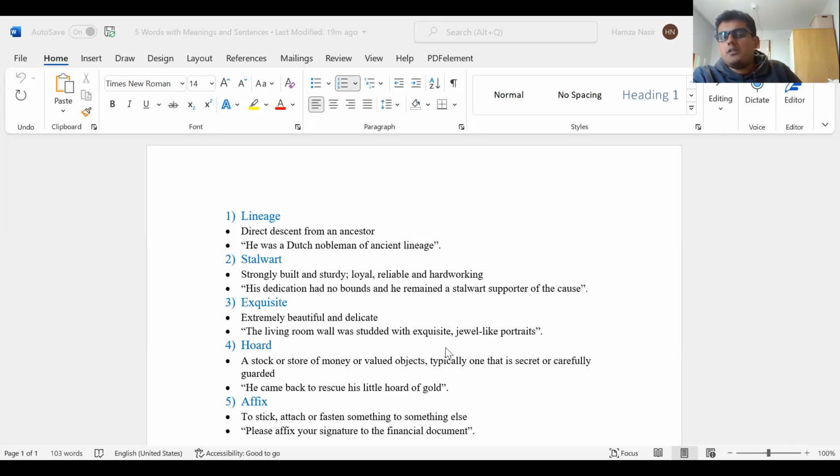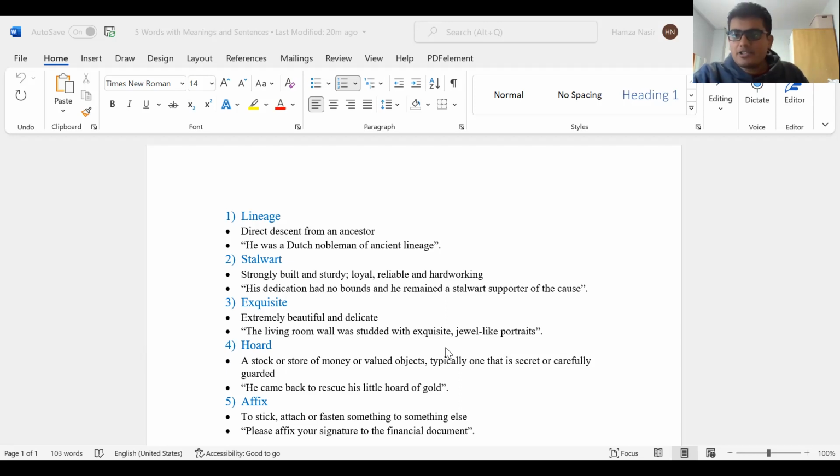Number 2, stalwart. Stalwart means strongly built and sturdy, mazboot hona, loyal, reliable, and hardworking. His dedication had no bounds and he remained a stalwart supporter of the cause.